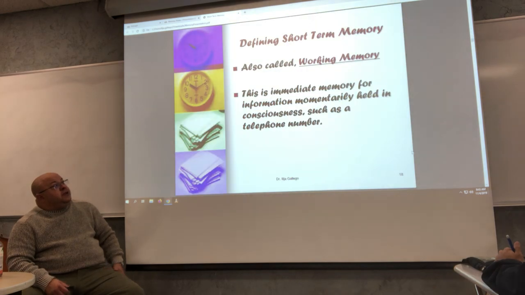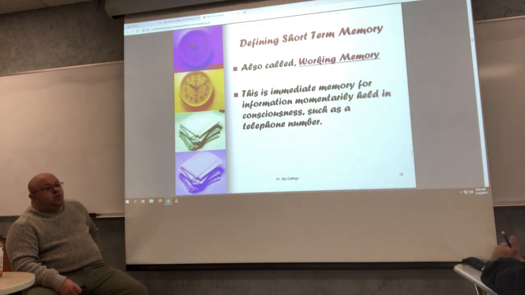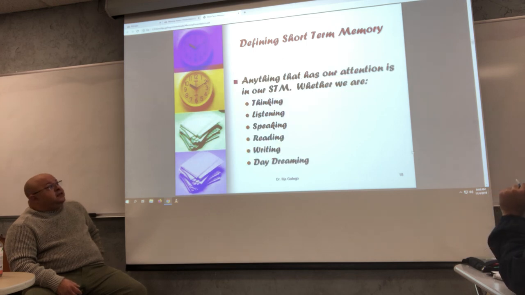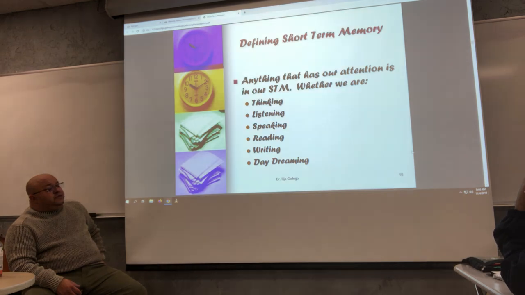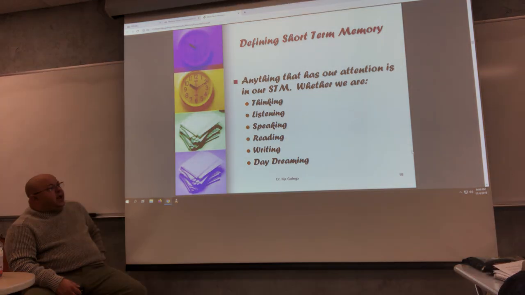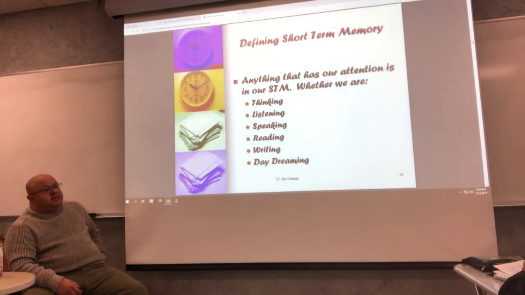So short-term memory is also called working memory, because it's whatever you're working on right now. So this is an immediate memory for information that you momentarily hold in your consciousness, like a phone number that you're trying to use. And anything that has our attention is in our short-term memory. So if you're thinking about it, listening to it, somebody talking about it, speaking, reading, writing, or daydreaming about it, any of these things, anything that has your current attention, would be in your short-term memory.